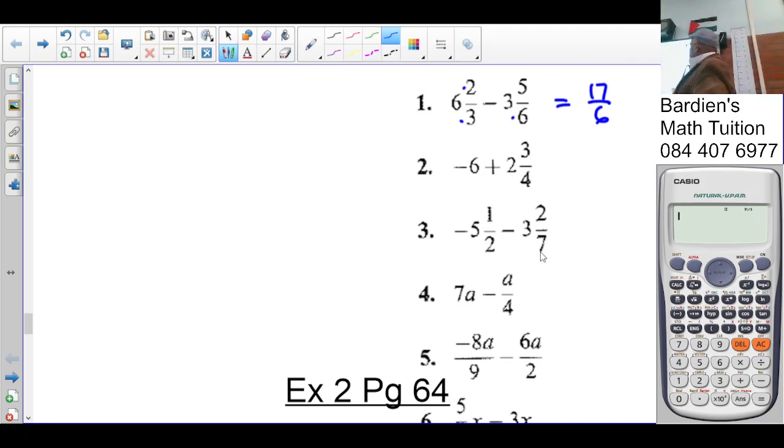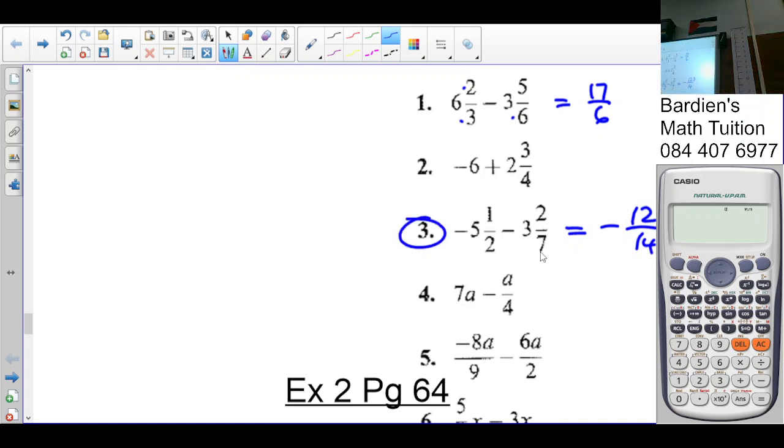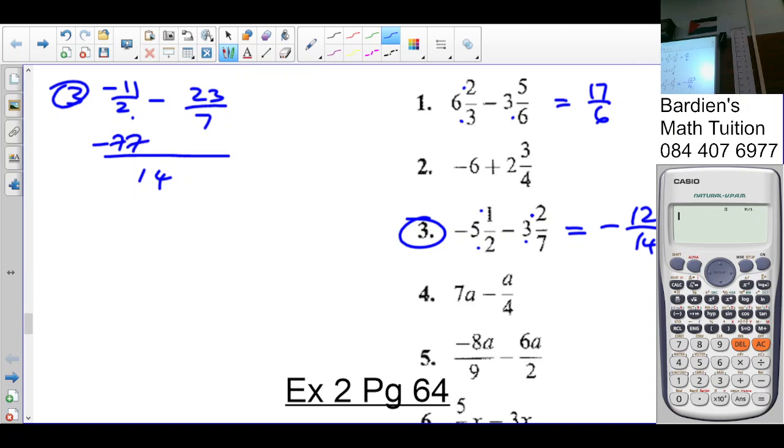What's the answer to number 3, people? Negative? So 100 and? There we go, 123 over 14. How did we get that? We add, multiply and add. Negative 11 over 2 minus 23 over 7. LCM is 14, you times it by 7, so it's negative 77. Times 2 is negative 46. The signs are the same, so we can add them. It's 123 over 14. Good.